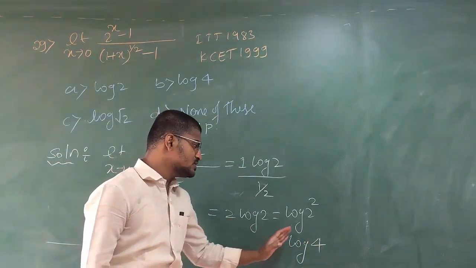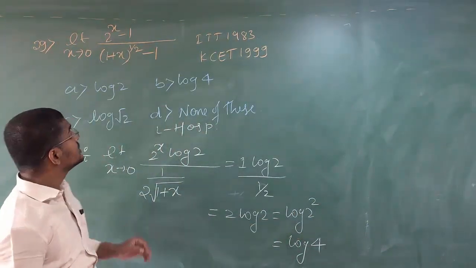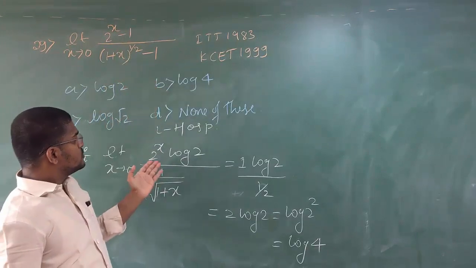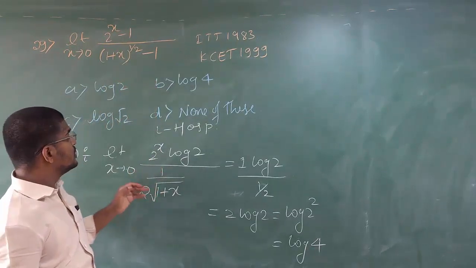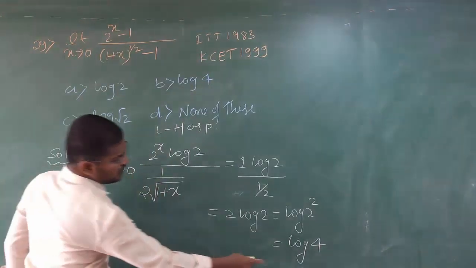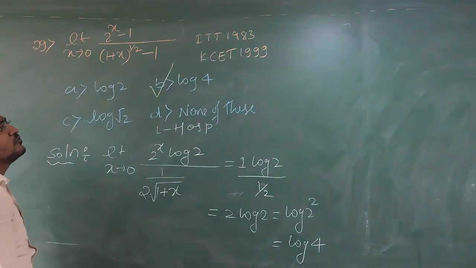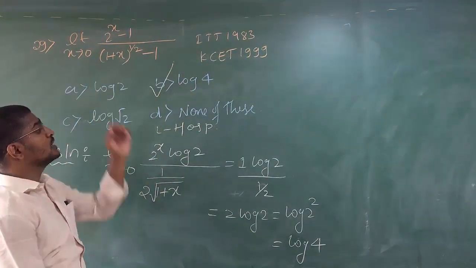Here I am applying log properties. A log b is log b to the power of a. Here I am using log properties. Again, here I am using the differentiation of chain rules. Here I am using L'Hospital. So all this will give you log 4 as your answer. So log 4 is your answer for this particular question.